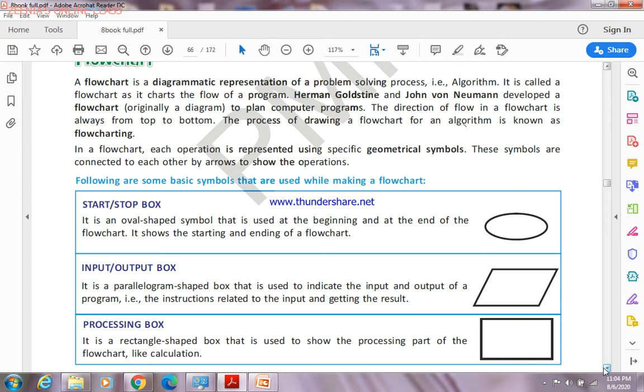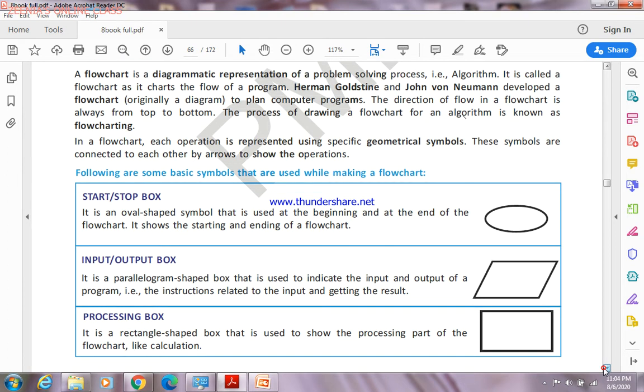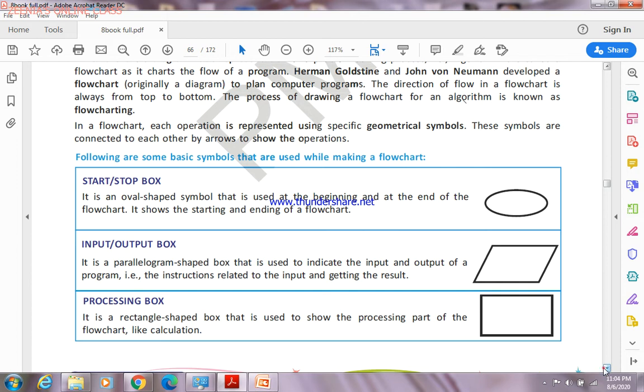So always note down the direction of the flow of the flowchart is from top to bottom. Okay, top to bottom means ऊपर start है, नीचे last पे stop होगा. So the process of drawing a flow chart for an algorithm is known as flow charting. So underline this also. Flow charting is a process जो हमने algorithm बनाया है उसको diagrams में बनाना using these geometrical symbols.